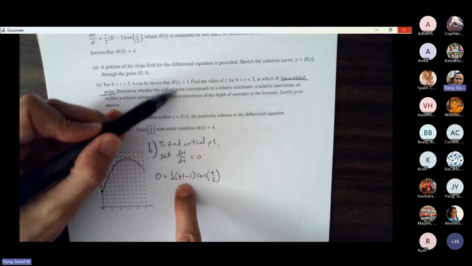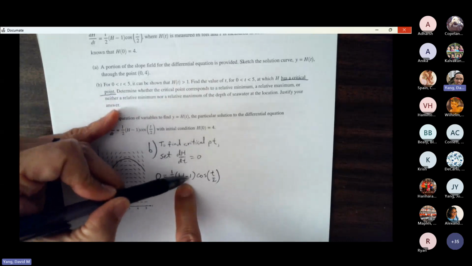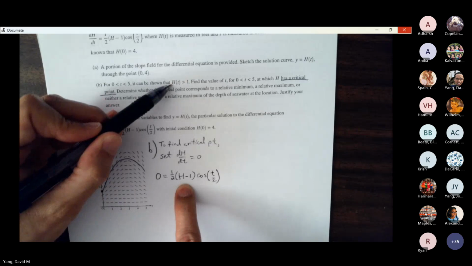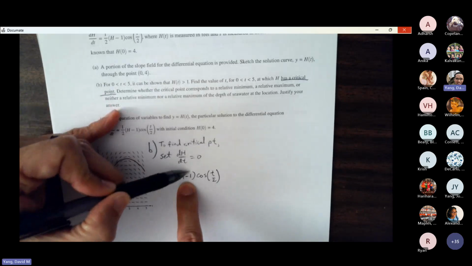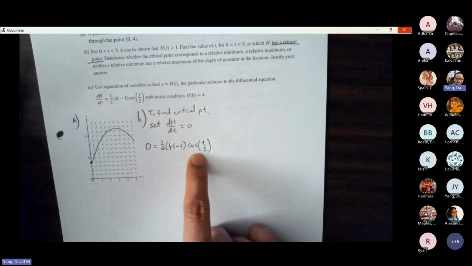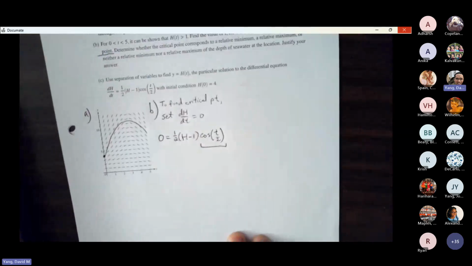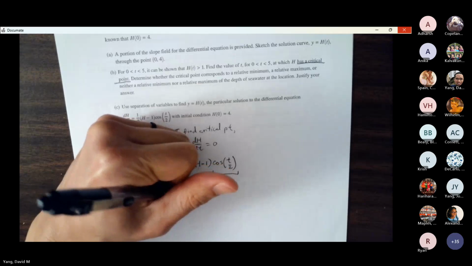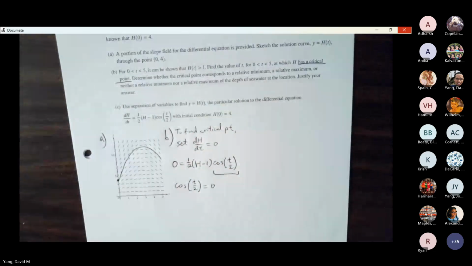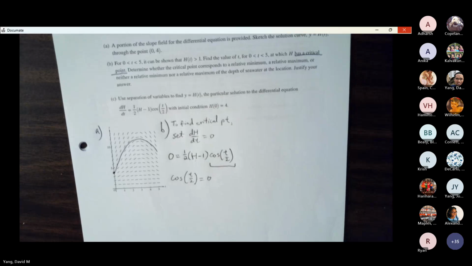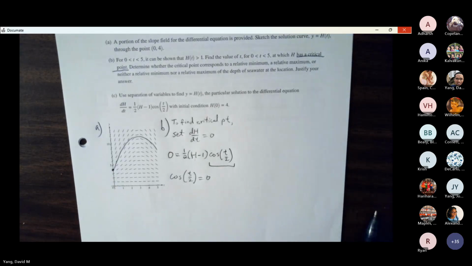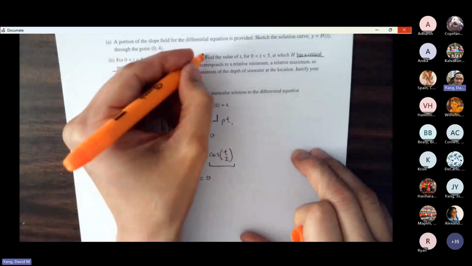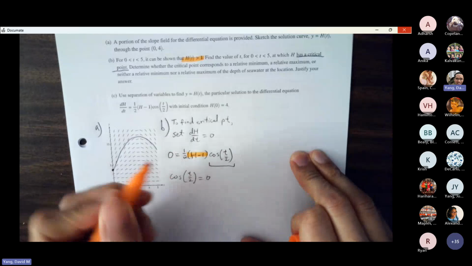Basically, this is telling us that there is no critical point because h of t is starting off at a value higher than 1. So we can ignore that piece of it. However, we can find a critical point with the cosine of t over 2. So we'll set that piece equal to 0. But the reason that we're not looking at the h minus 1 is because of that statement.